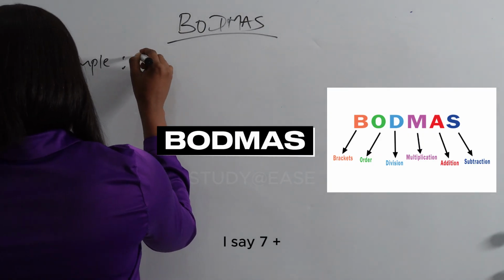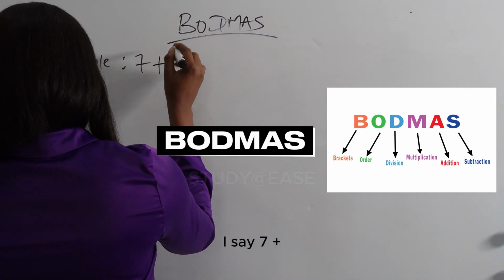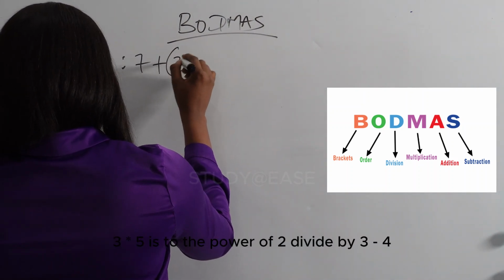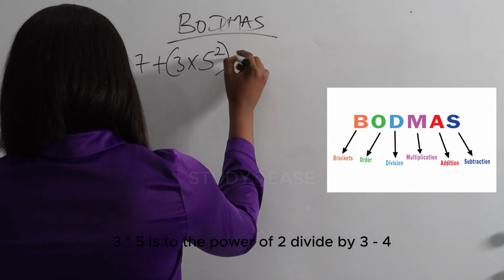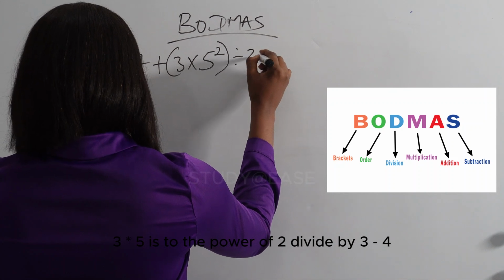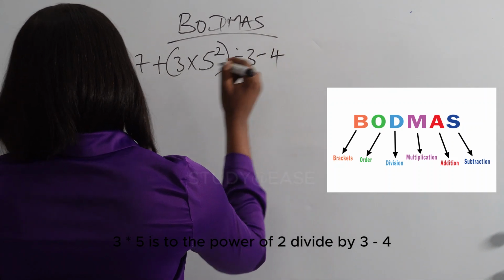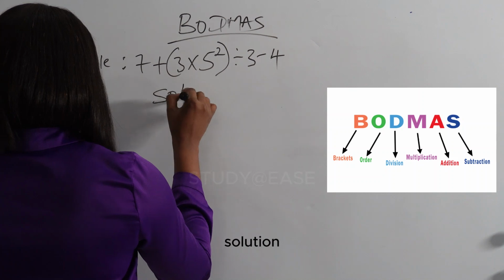Let's say (7 + 3) times 5 to the power of 2, divided by 3, minus 4. Solution.